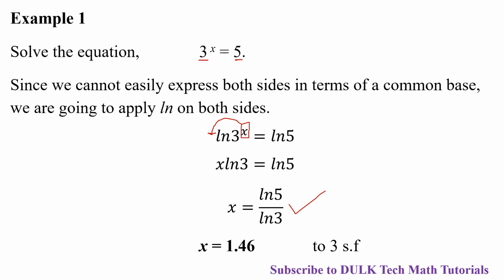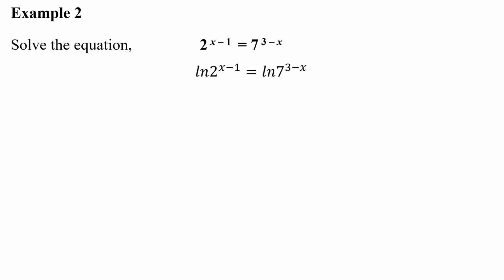Right, let's move on to our second example. We have 2 and 7. We can't easily express these two bases in terms of a common base, so we are going to apply the natural logarithms. So applying the natural logarithms like this, we can drop this power and make it the coefficient of ln 2. We can also drop this power and make it the coefficient of ln 7, like this.